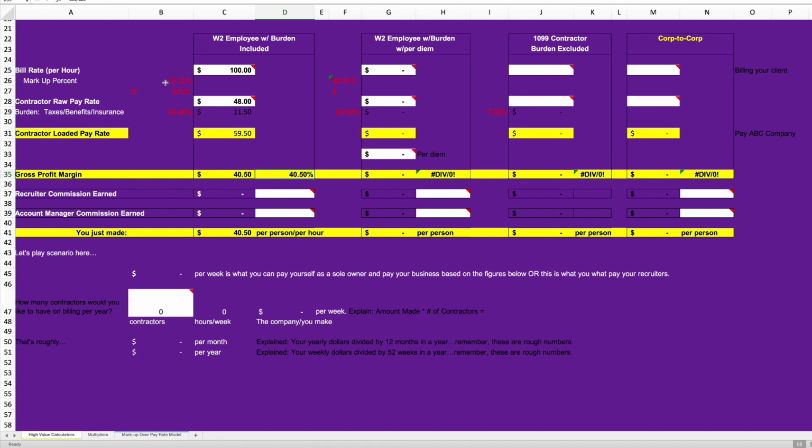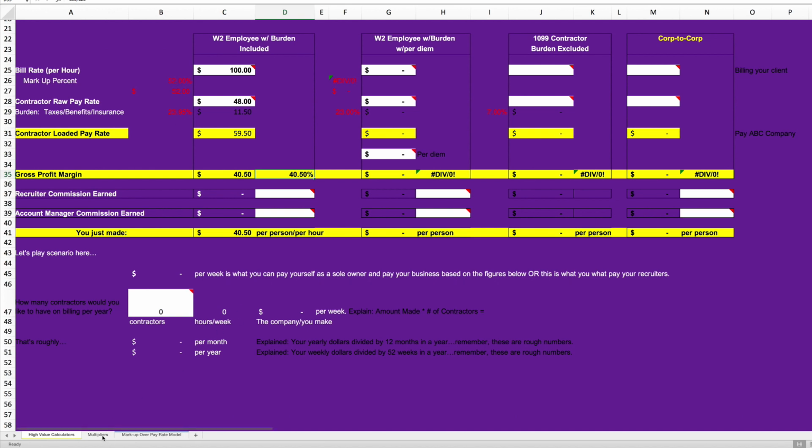This is a 52% markup. Some companies charge a 65% markup, so this is kind of on the high end. This is when you're delivering high value, high quality. This is one way that you can calculate these numbers.